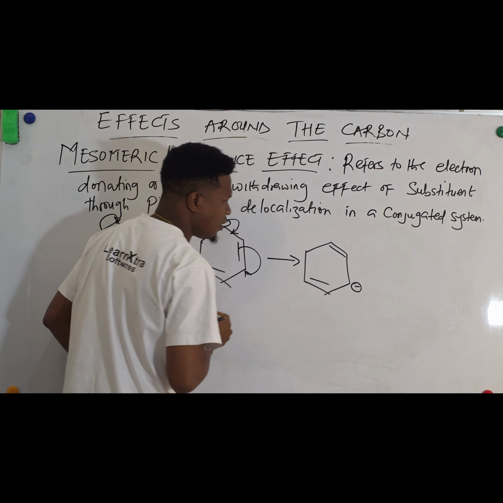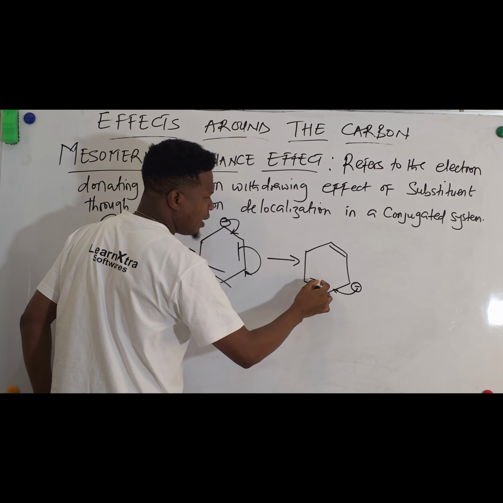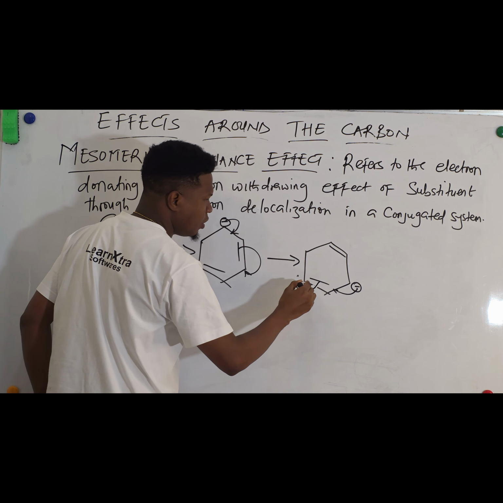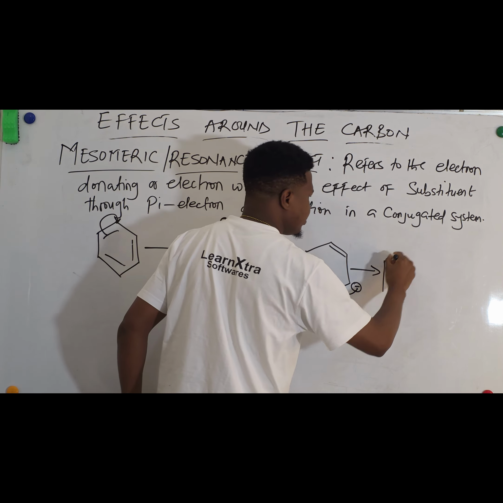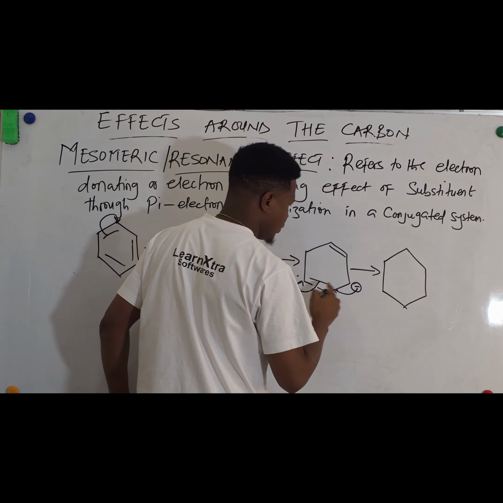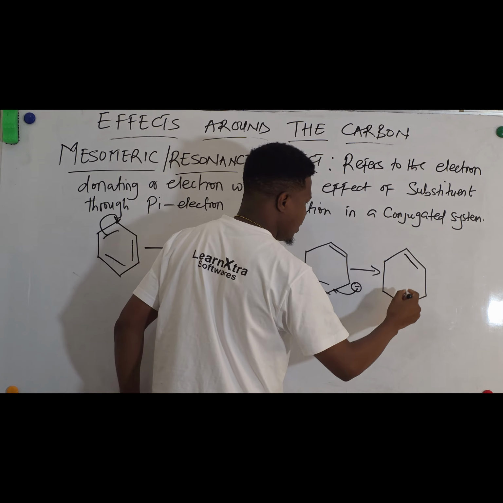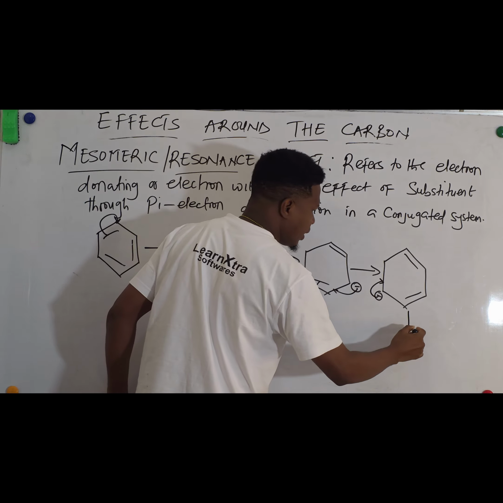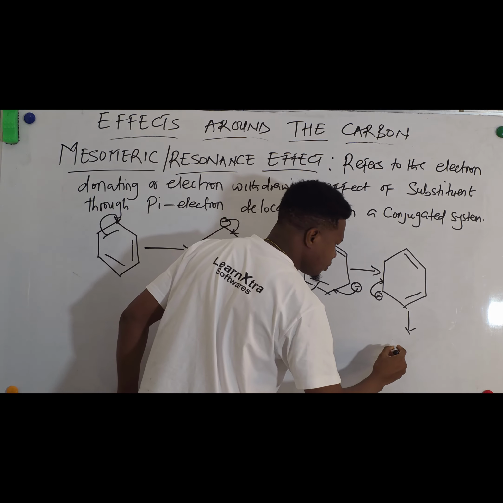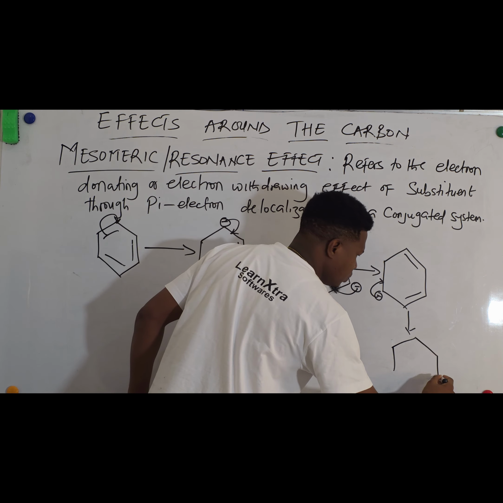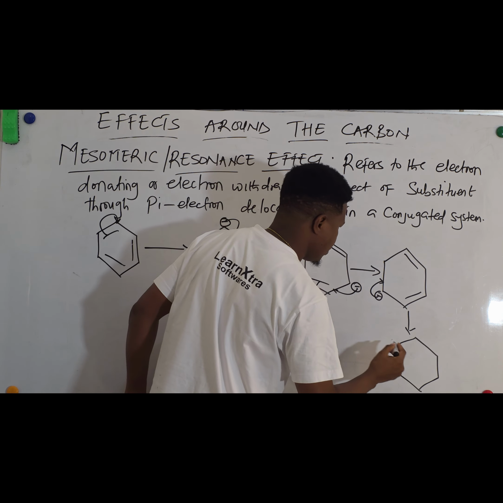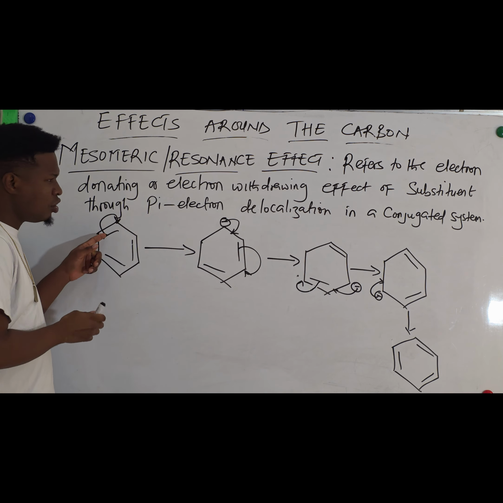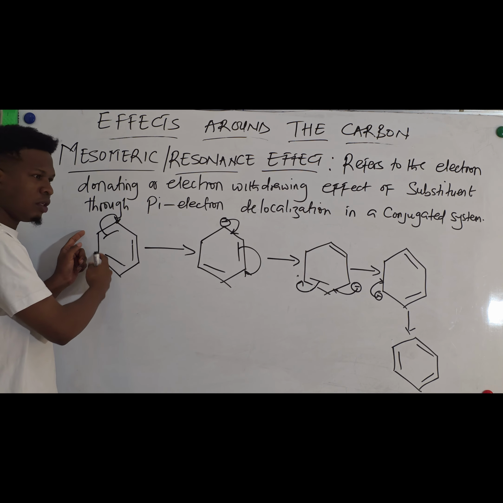This remains here, this moves to this place, and this migrates to this place. Okay, so we have something like this. Remember, this one is still here and this one is here and this is here. So finally this one can migrate here, so we can have something like this. So if you notice, look at this effect. This is just showing us the movement of what? This pi electron. We call it delocalization.